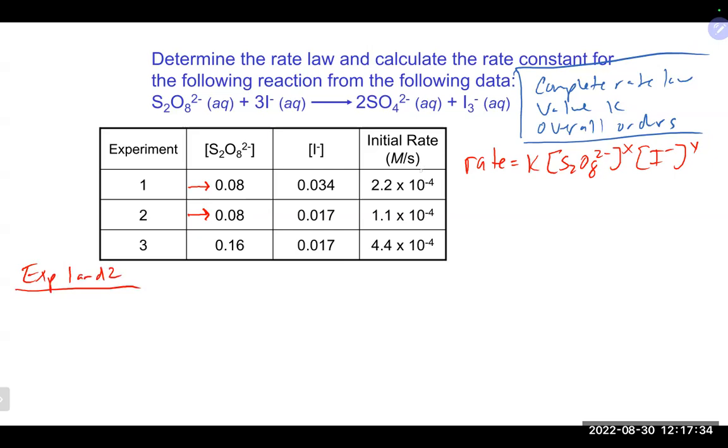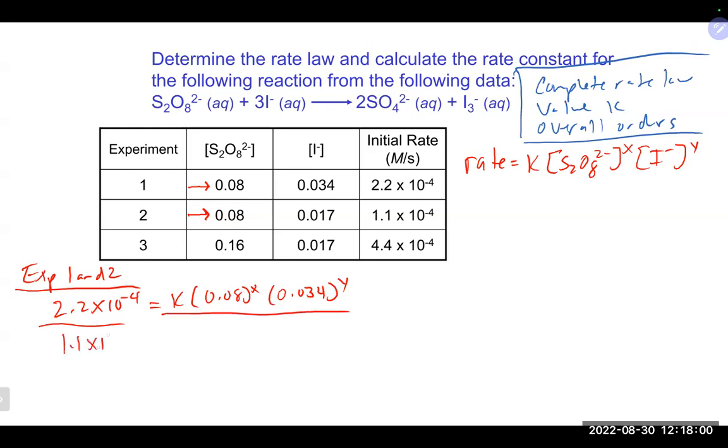Once again, we're going to choose in this case to put experiment 1 up on top. Again, you don't have to do that, but it will give you a little bit more whole numbers in a lot of cases. So that'll give us 2.2 times 10 to the minus 4 is equal to K times our 0.08 to the X and our 0.034 to the Y. Now I'm going to put everything from experiment 2 on the bottom, and that's going to give me 1.1 times 10 to the minus 4, K, 0.08 to the X and 0.017 to the Y.